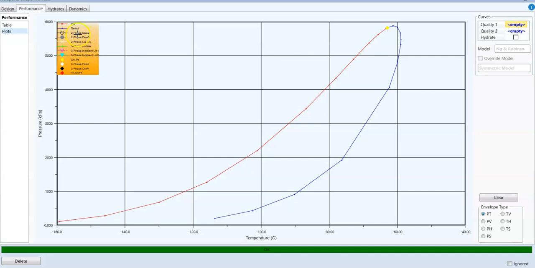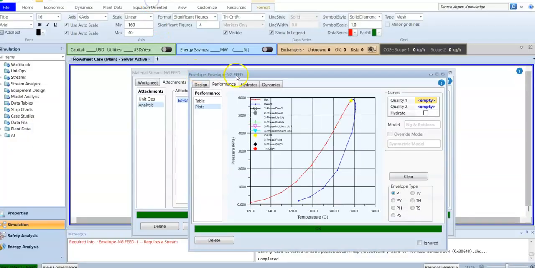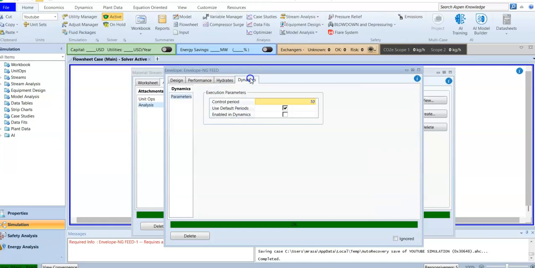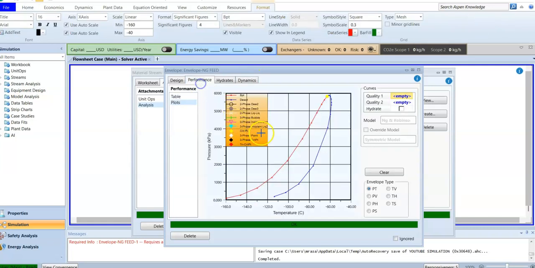What else do we have here? Okay, we have covered this one. So you can enter your plot for your information. For the hydrate, in our next video, I'm going to add water to our material stream and try to do a stream analysis for the hydrate formation.